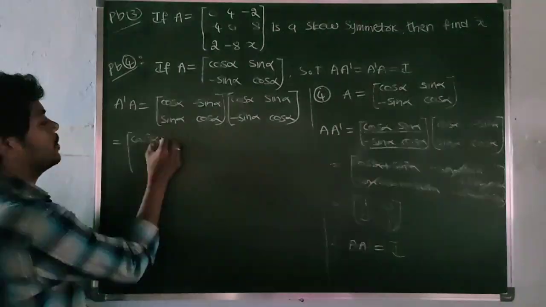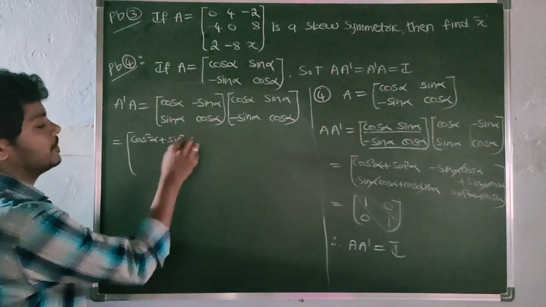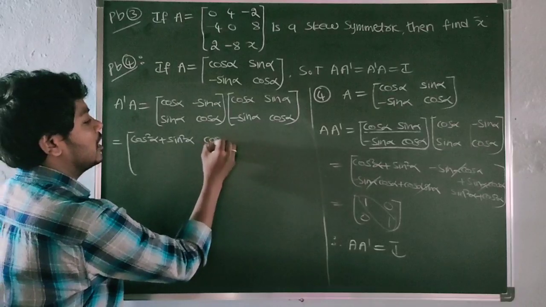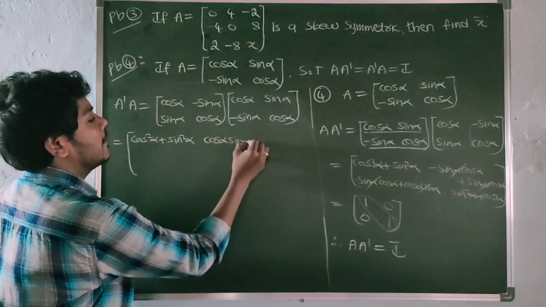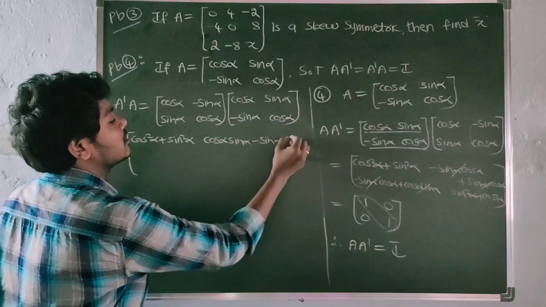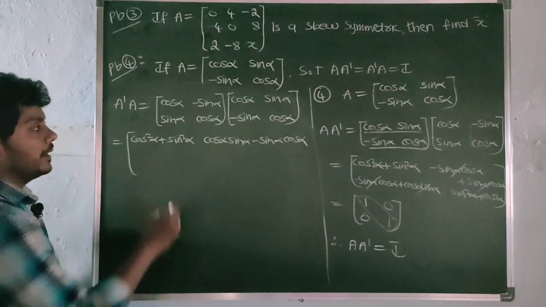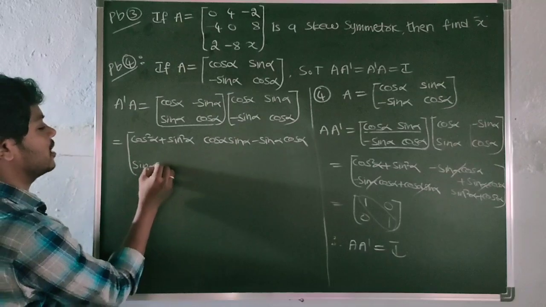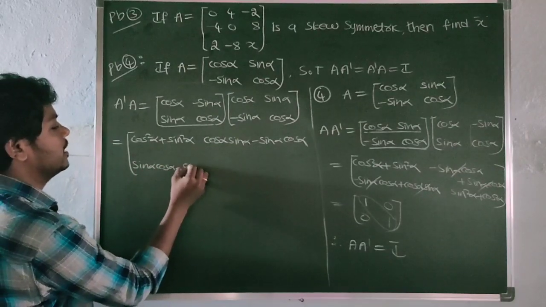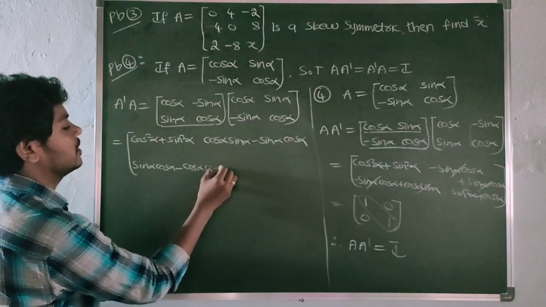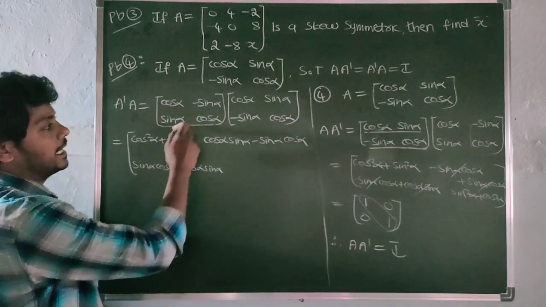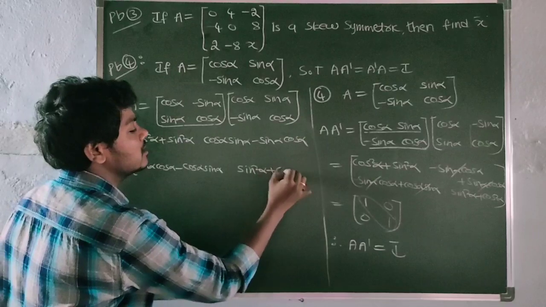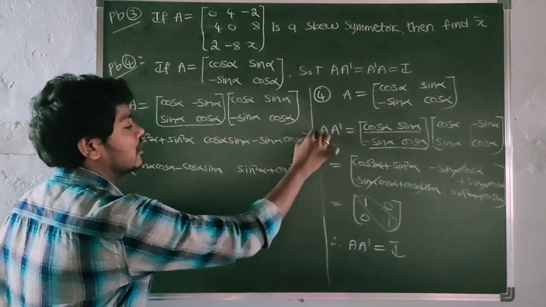Cos square alpha plus sin square alpha. Next one, cos alpha sin alpha minus sin alpha cos alpha. Next, second row first column, that is sin alpha cos alpha minus cos alpha sin alpha. Next, second row second column, that is sin square alpha plus cos square alpha.